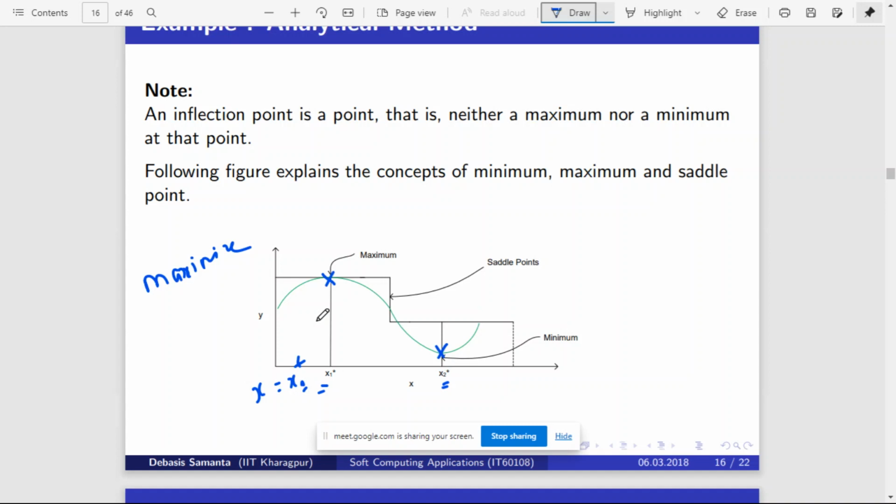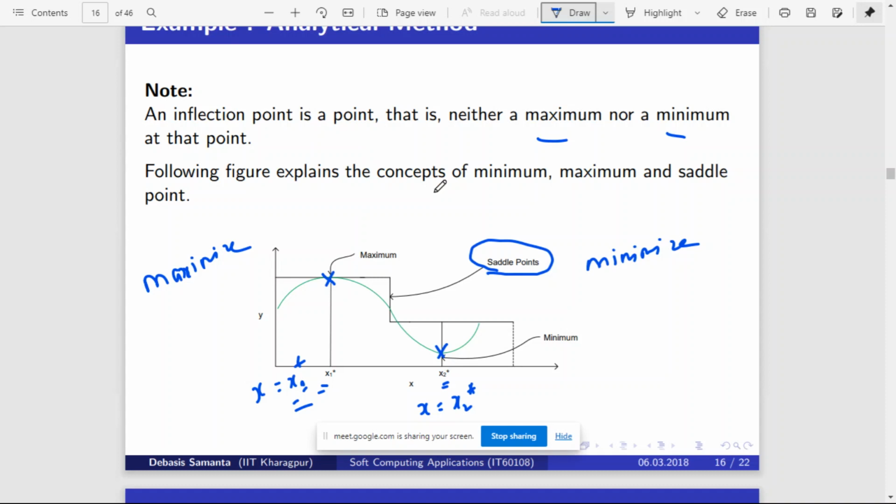If the objective is to minimize the output, then you have to find for which value of x we are getting the minimum output. So when x is equal to x2 star, we are getting the minimum output, right? And the points other than x1 star and x2 star are called saddle points. That is, the point at which you are getting the maximum output and the point at which you are getting the minimum output, these 2 points are called maximum or minimum, and the remaining points are called saddle points.